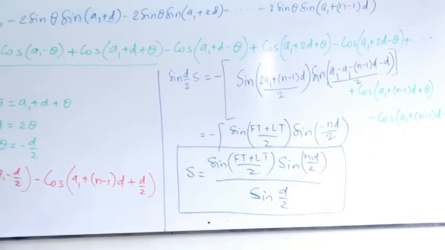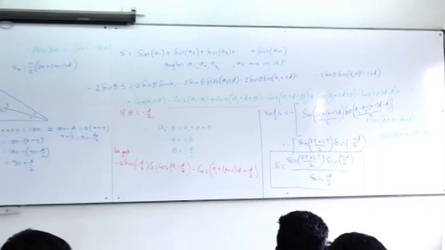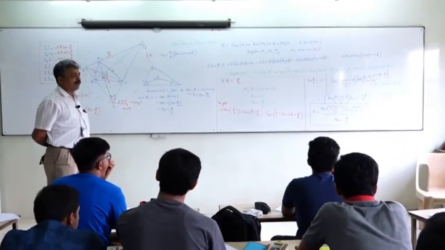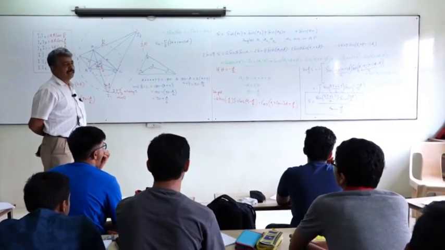This is the final formula. First term plus last term by 2 sine of first term plus last term by 2, sine of nd by 2 upon sine d by 2.